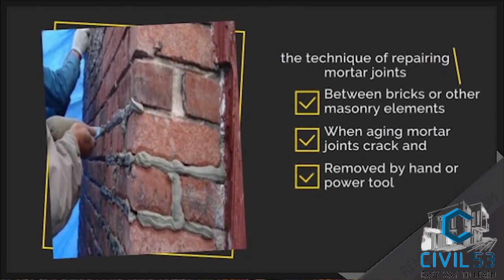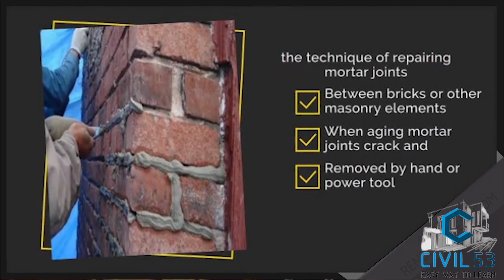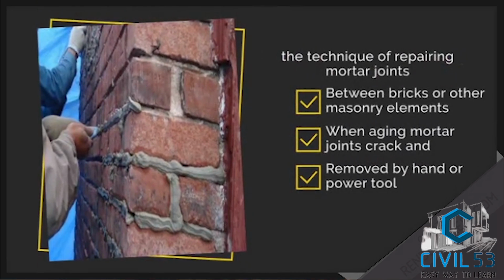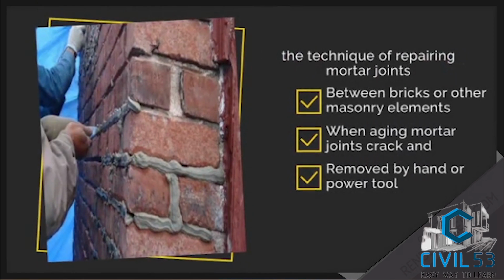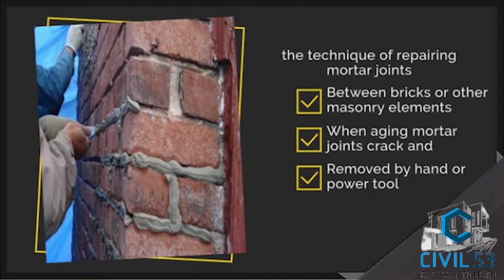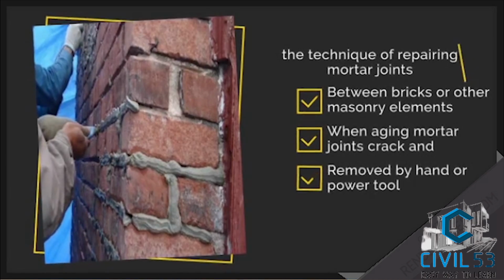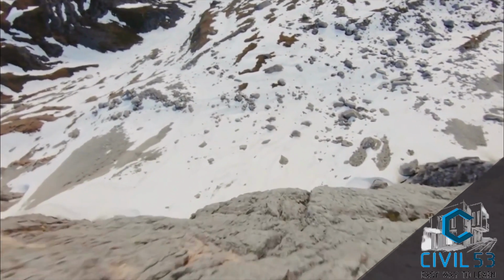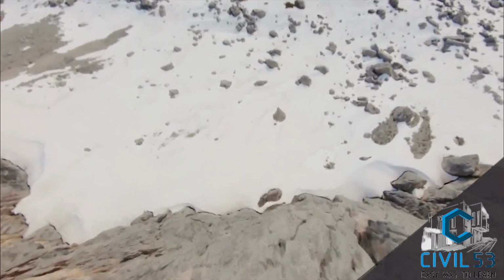Pointing is the technique of repairing mortar joints between bricks or other masonry elements. When aging mortar joints crack and disintegrate, the defective mortar is removed by hand or power tool and replaced with fresh mortar, preferably of the same composition as the original. Note that pointing work is especially done in case of stone masonry work.